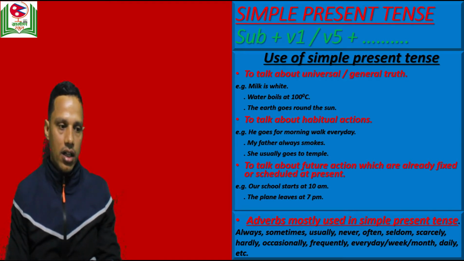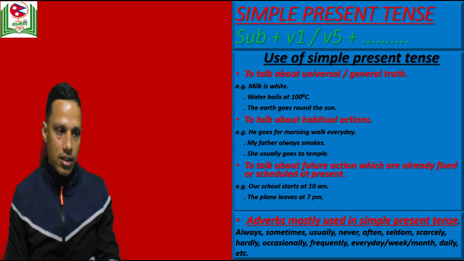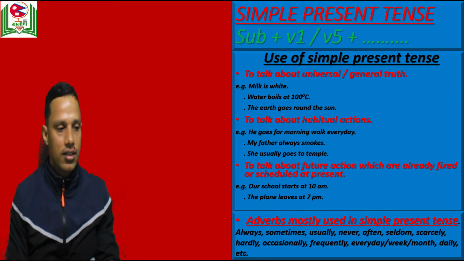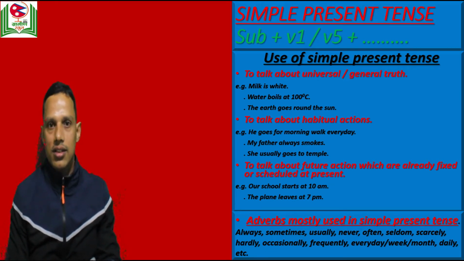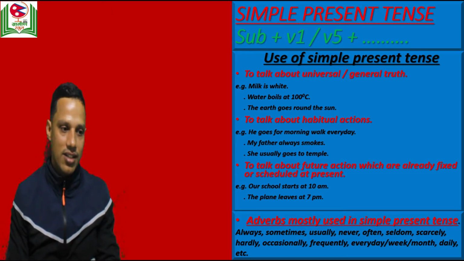First of all, under present tense we have different subcategories or subtenses. The first one, under present tense, is simple present tense. Do you know the structure of simple present tense? Yes, you can write the structure as: in simple present tense we follow the structure subject plus verb 1 or verb 5 plus object. But object is optional. We may have a sentence with simple present tense without an object as well.